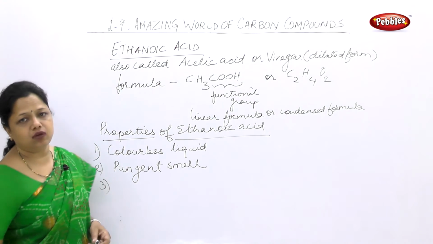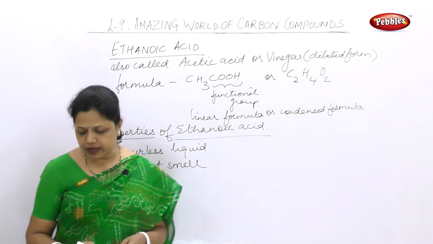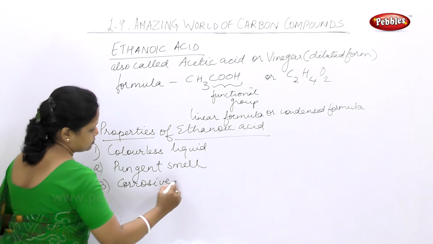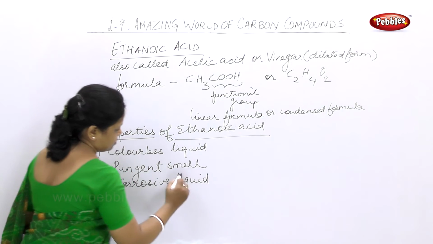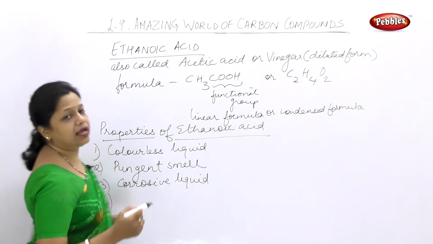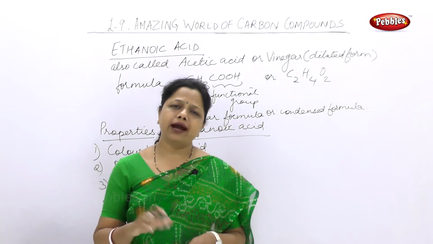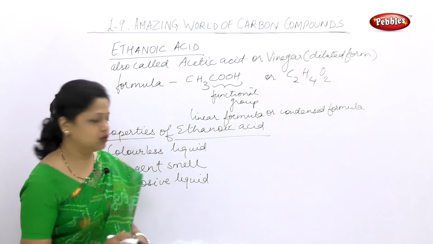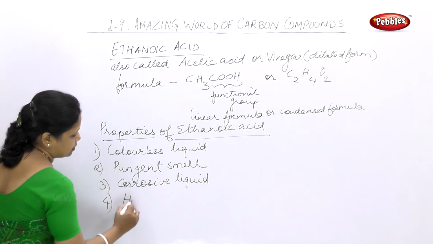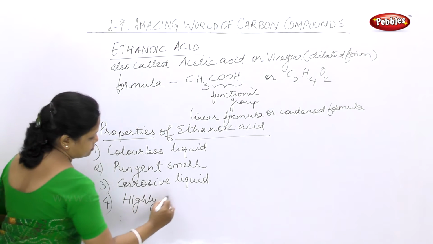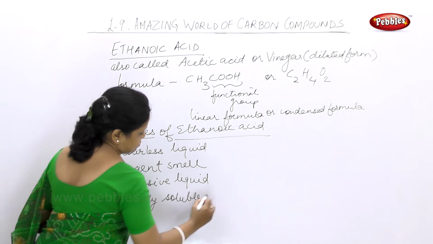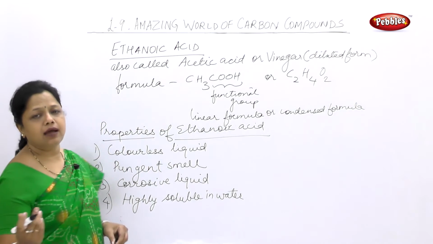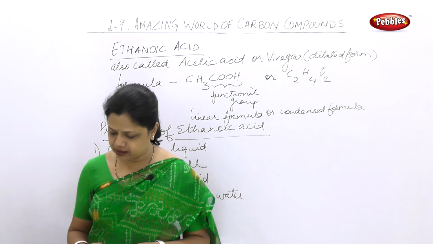Concentrated form of this ethanoic acid is very corrosive. It is very corrosive in nature, so you can say that it is a corrosive liquid. This ethanoic acid is highly soluble in water. You add any amount of water or any amount of ethanoic acid in water, it easily dissolves. So the fourth property you can say is highly soluble in water. These are the properties which can identify that it is ethanoic acid.